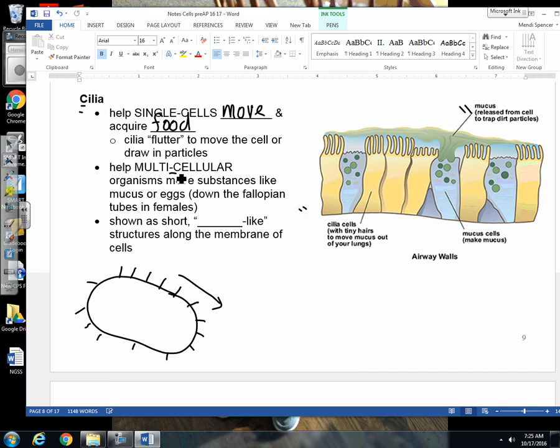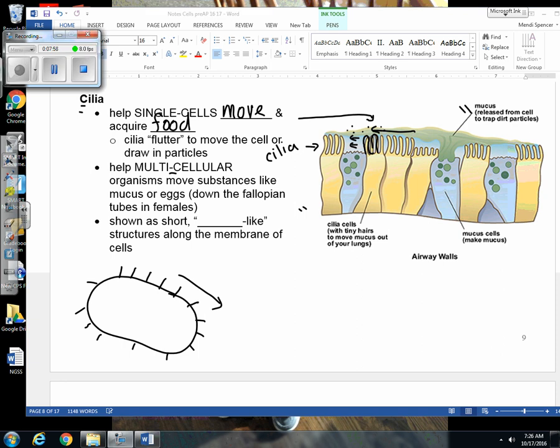Cilia can help multicellular organisms move substances like mucus or eggs down the fallopian tube in females. What's going to happen is as you're breathing, air is coming into your lungs, into your airway, and you're breathing in dirt as well and other particles that you want to get out of your lungs. What the cilia do, and we have cilia right here, so let's go ahead and label the cilia, and notice it's only on one side of the cell. The cilia move back and forth. And what that will do is make the mucus move, and it's going to bring those particles that you just breathed upward into your throat.